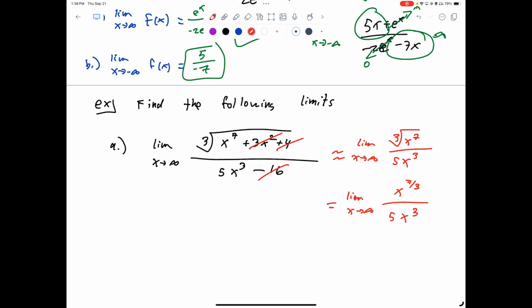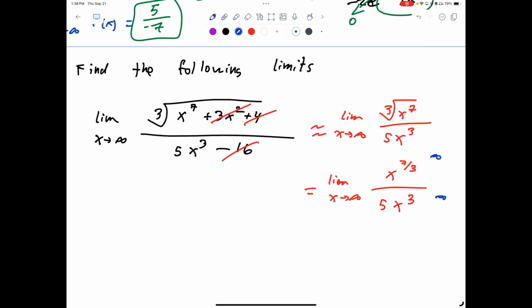Now, both of these go to infinity. I do want to note that this goes to infinity, this goes to infinity. They both go to positive infinity in this case. Who wins the battle? What is bigger? Numeracy skills. 7/3 or x cubed? X cubed is bigger. So 7/3, that's like 2 point something, 2.3333, so the denominator wins.